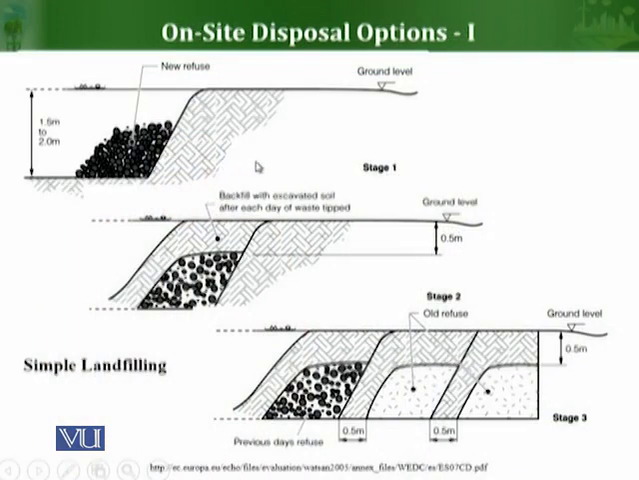This is a basic diagram that shows how this system of landfilling operates. You can see here the land is excavated and the refuse is disposed of in the trench, and then it is covered with a layer of soil, and it keeps going on like this. So each deposit is separated from the other one by around 0.5 meter thick soil layer.